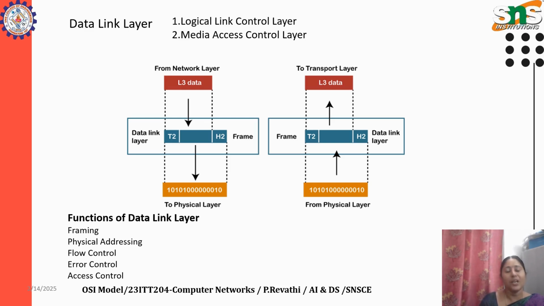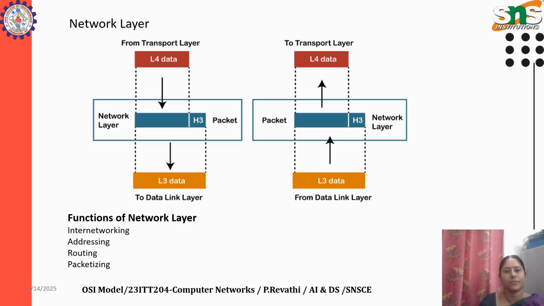Second one is media access control layer. A media access control layer is a link between the logical link control layer and the network physical layer. It is used for transferring the packets over the network.